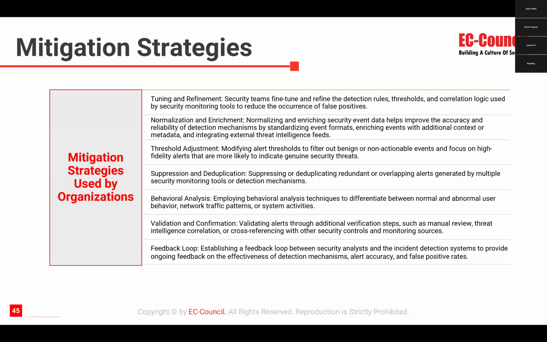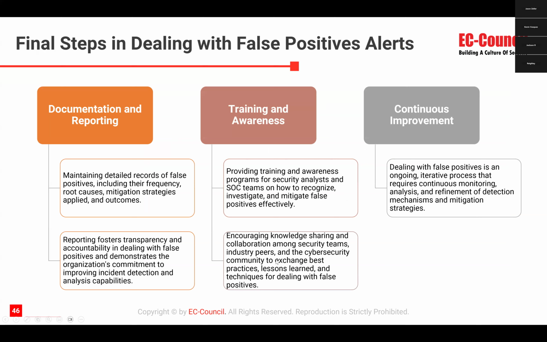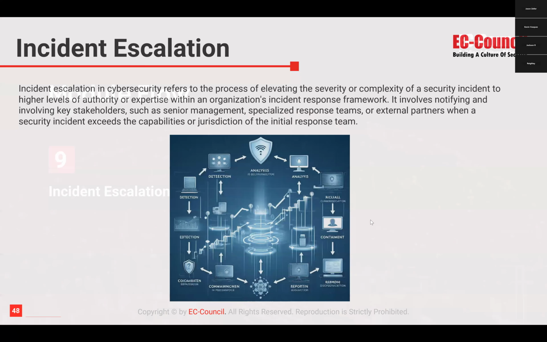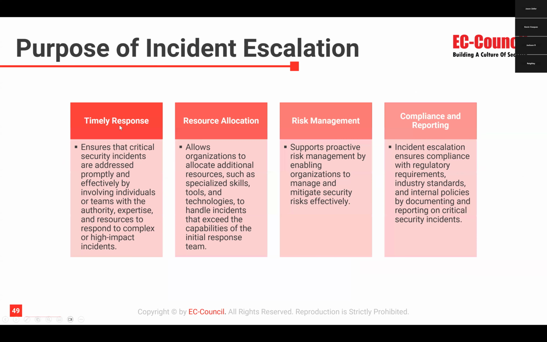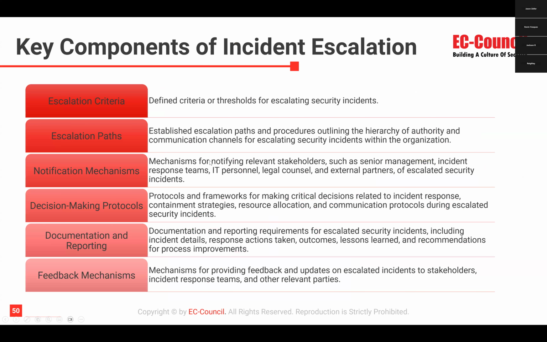Validation and confirmation, and then some kind of feedback loop to say whether or not that feedback is effective in detection inside of there. So set up your documentation reporting, your training and awareness, and continuous improvement. How you go about escalating those. So if you find something that is a major security incident that needs to go to a higher level of authority, you will want to make sure you get your timely response, get it sent up to the next level, and allocate those resources, the people with specialized skills or tools, in order to respond to those. Risk management and your compliance reporting, everything, if you haven't noticed already, they keep repeating those words over and over to drill home the importance of that.